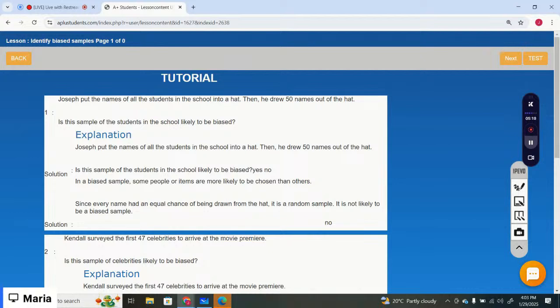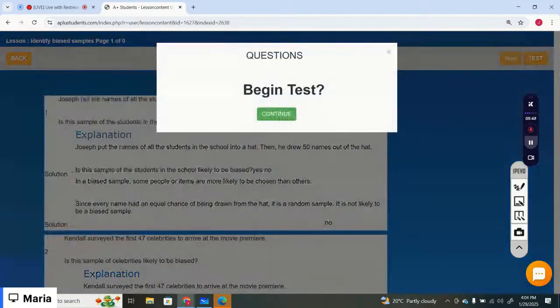Is the sample of the students in the school likely to be biased? In a biased sample, some people or items are more likely to be chosen than others. But here he drew 50 names out of the hat. That is simply a random sample, not likely to be a biased sample. Let's start with the test questions.